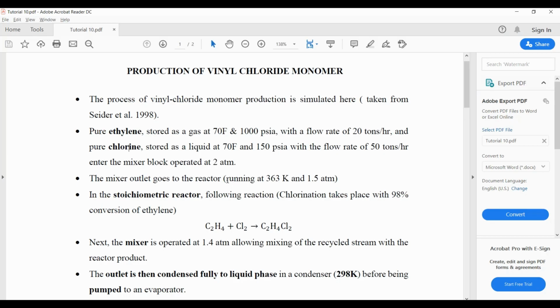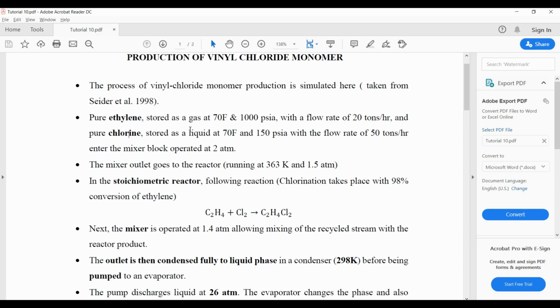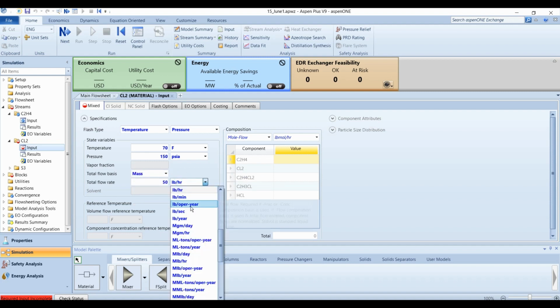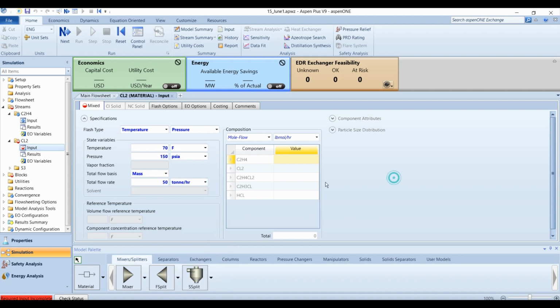I will put the details of chlorine. Chlorine is in gaseous state. Its temperature is 70 Fahrenheit and 150 psi. Its flow rate is given as 50 tons per hour. And since it is again pure chlorine, the mole fraction of this one will also be 1. I will click on next.